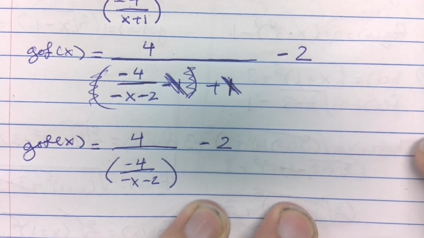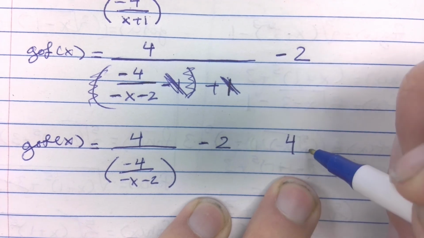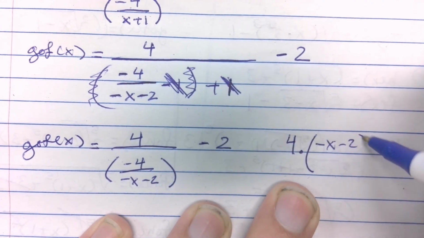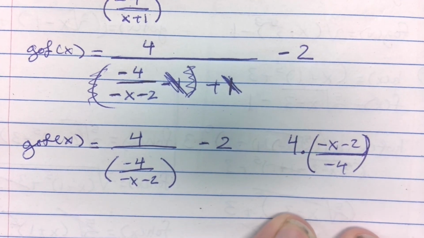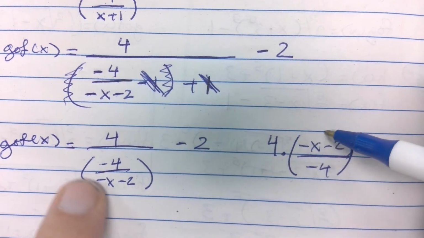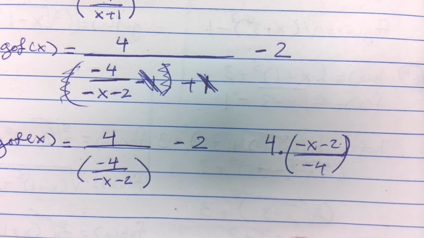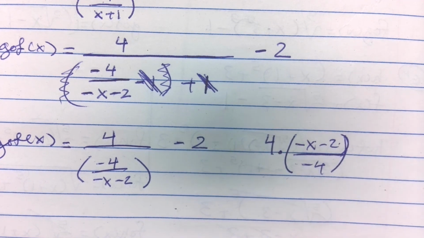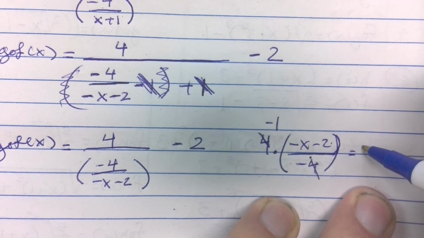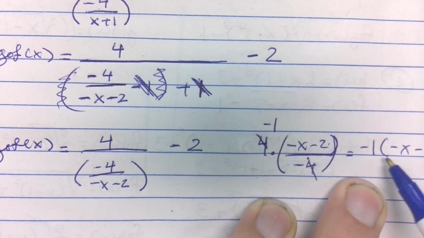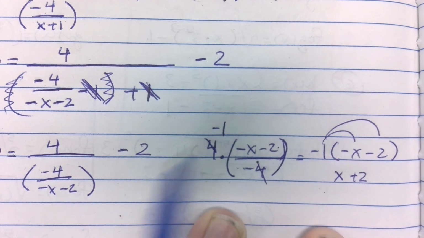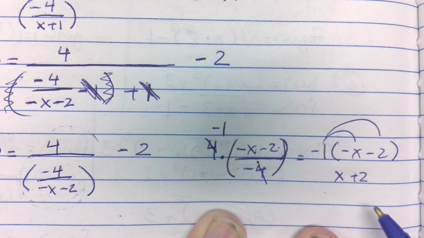I'm going to do some scratch work on the side. I'm going to think of this as 4 times, and I'm going to flip this over. Let's see what we get. It's 4 times negative x minus 2 divided by negative 4. What's 4 divided by negative 4? It does cross out, but there's going to be a negative 1 left. So we've got negative 1 times negative x minus 2. Negative times a negative is a positive. So this whole ugly part is going to change to x plus 2.